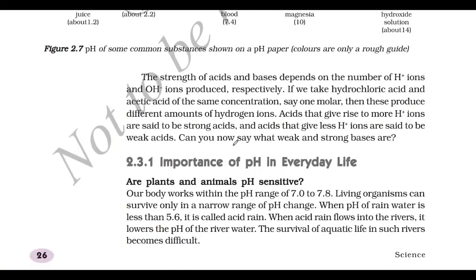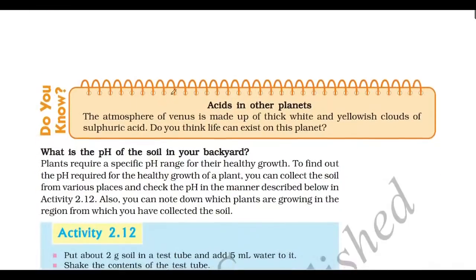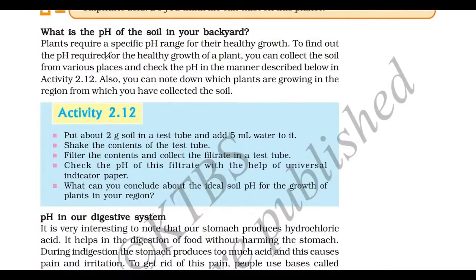And also you should know the importance of pH in everyday life. Our body works within the pH range 7 to 7.8, and also when the pH of rainwater is less than 5.6, when the pH of rain is what? Less than 5.6, it is called acid rain. And also the pH of soil in your backyard, that is the pH for healthy growth of a plant. It should be optimum, otherwise it will not grow.